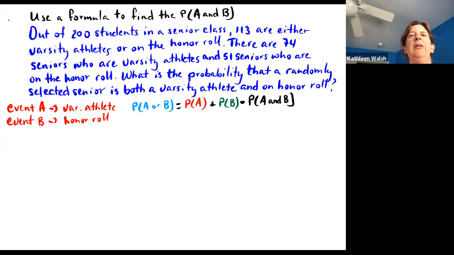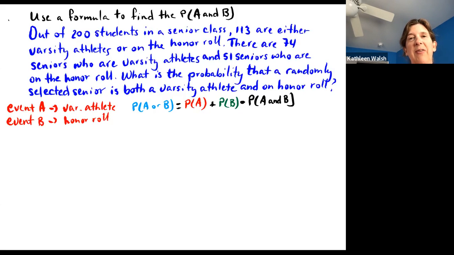So let's go ahead and look at this question, and we can dissect it and see exactly what we need to pull out of that question in order to solve the problem. So here it is. Out of 200 students in a senior class, 113 are either varsity athletes or on the honor roll. There are 74 seniors who are varsity athletes and 51 seniors who are on the honor roll. What is the probability that a randomly selected senior is both a varsity athlete and on the honor roll?